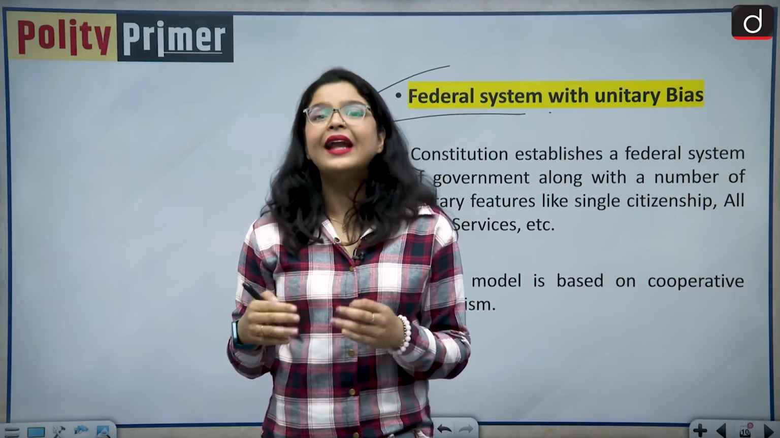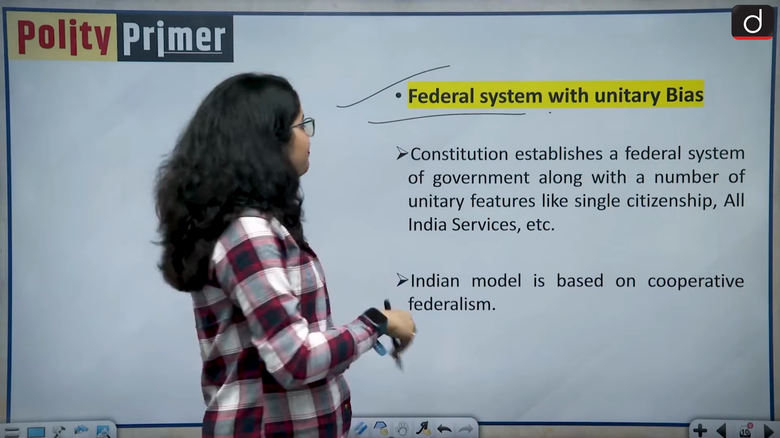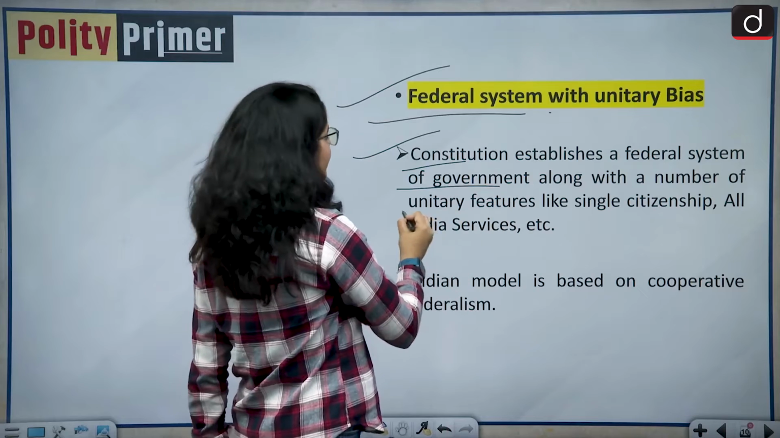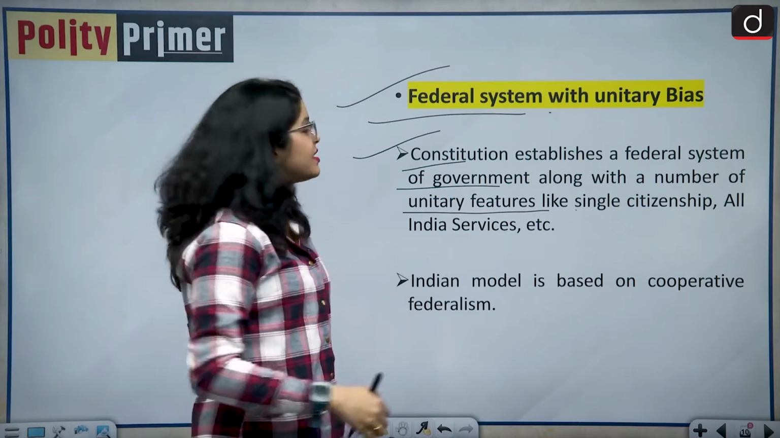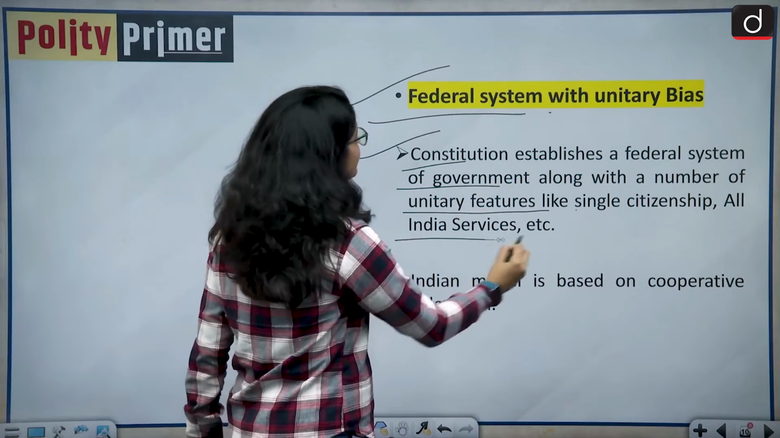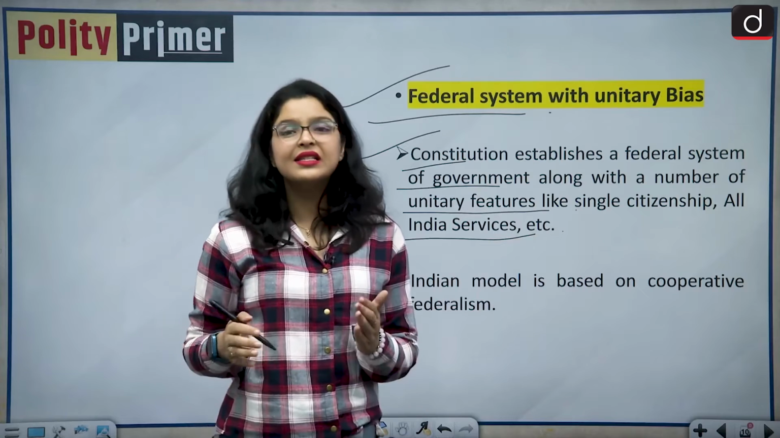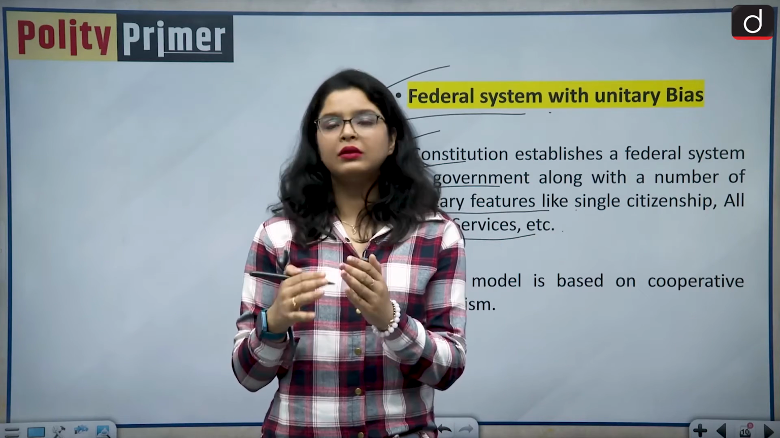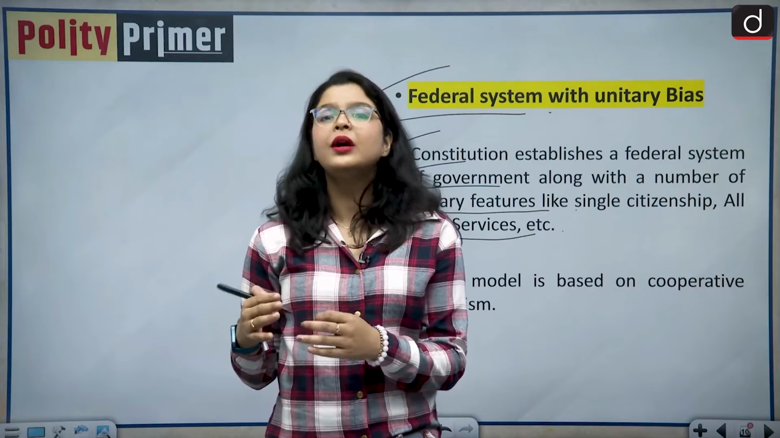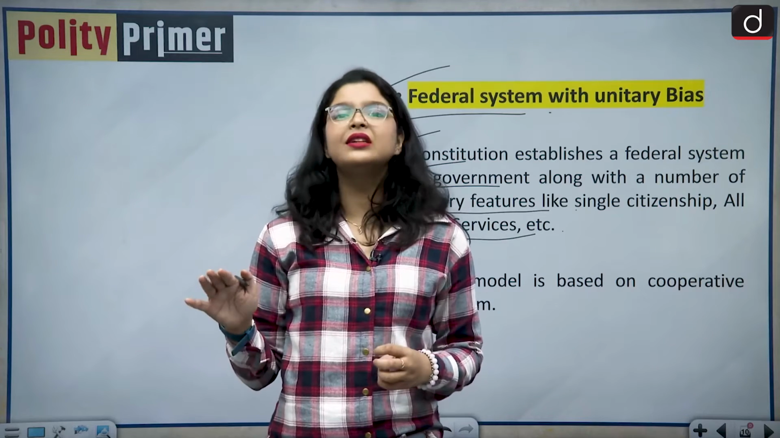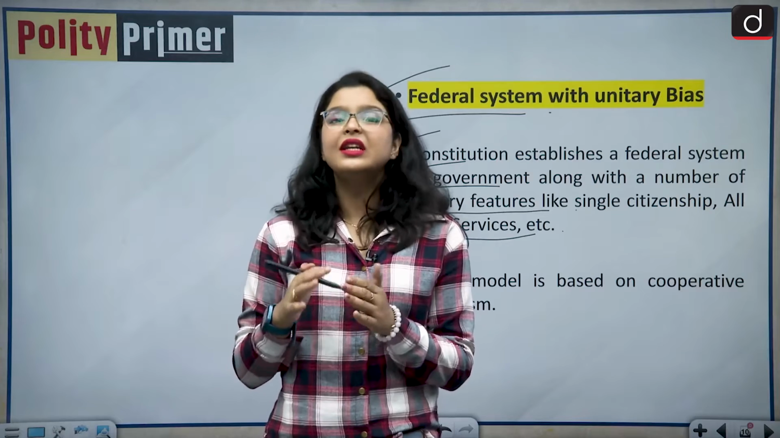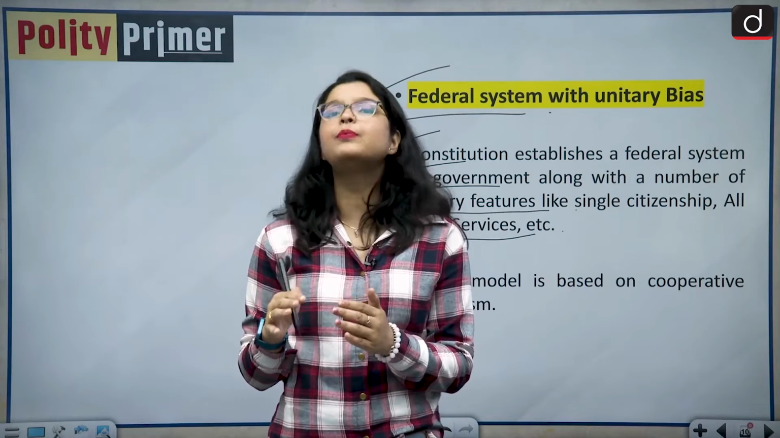Moving forward, there is this federal system of our Indian constitution, but the tilt is towards a central unit. Why am I saying so? Because the constitution establishes a federal system of government along with a number of unitary features such as single citizenship, the all India services, etc., such as the residuary power of the parliament, the legislative power of the parliament on making laws in the three lists of our Indian constitution that are provided in the 7th schedule. So the residuary power lies in the parliament.